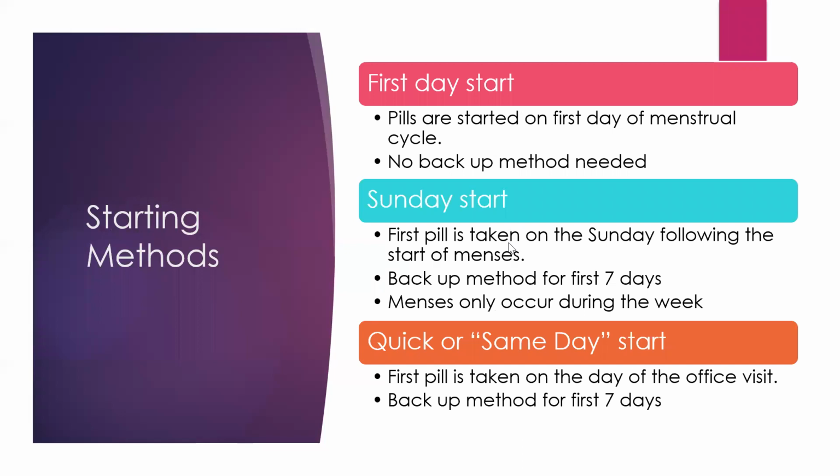So education for our patients for starting methods. Your first pill is going to be taken on the first day of the menstrual cycle. We don't need any backup method during this initiation because ovulation is going to be suppressed with that first cycle. Many pill packages are going to have the patients mark the start day to keep track of their pill taking. A lot of them just mark Sunday as the default start day. So Sunday start, the first pill is taken on the Sunday following the start of menses. So we do want a backup method for the first 7 days. Starting on Sunday is just going to be a more convenient way of having menses only occur during the week. Is that more fun? I don't know if this is more fun.